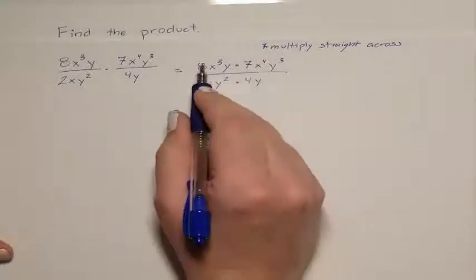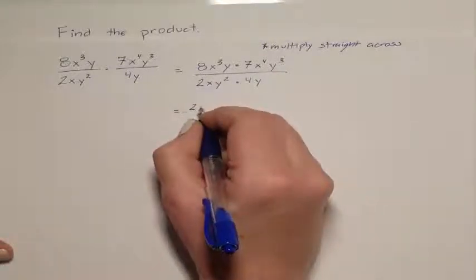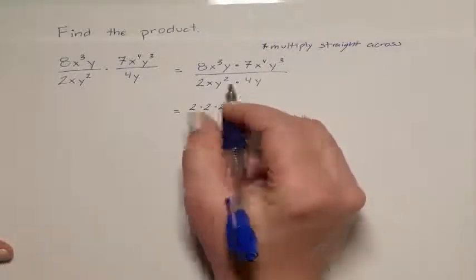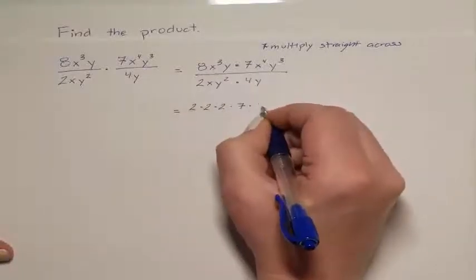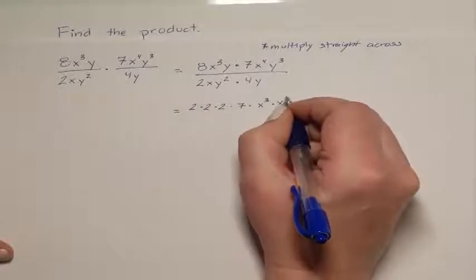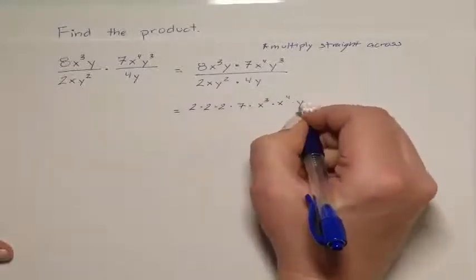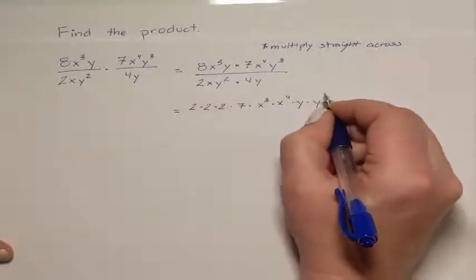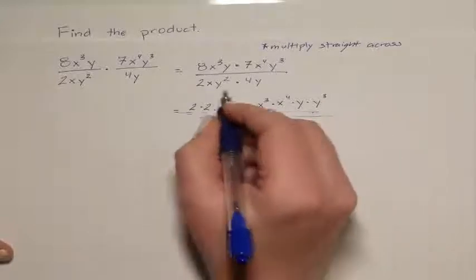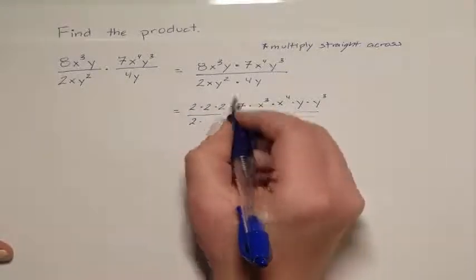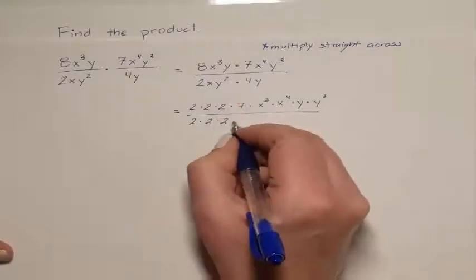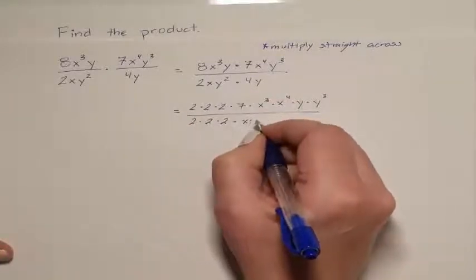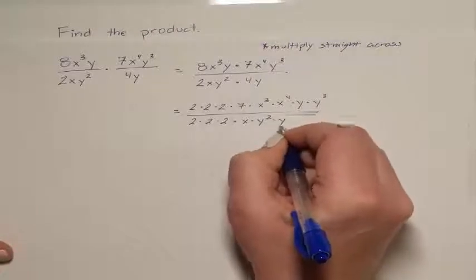actually prime factorized. So 8 is technically 2 times 2 times 2 multiplied by the 7. That's already prime. We have an x to the third, x to the fourth, and then we have a y, and then we have a y to the third, all over. 2 is already prime factorized. The 4 needs to be prime factorized. 2 times 2 is 4. Put all the x's next to each other, put all the y's next to each other.